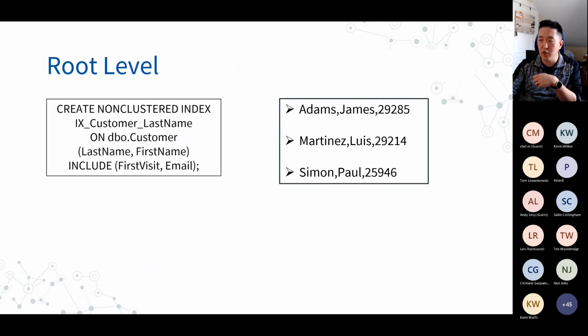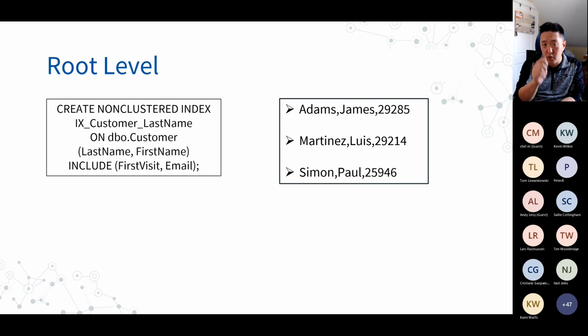Let's zero in a little bit. First, let's take a closer look at the root level, which is that top node of the non-clustered index. In this case, we're looking at an index data page, and in this simplified example, we happen to have three records. One for Adams James, another for Martinez Luis, and another for Simon Paul, which corresponds to the last name and the first name. Now, there's a third piece of data here. What is that? There's a number. If you remember, our table was clustered on the customer ID, which was an auto-incrementing integer. That's what this number happens to be. It is your clustering key.